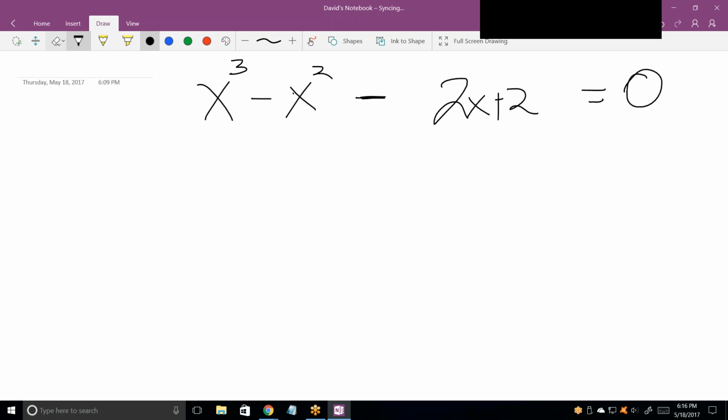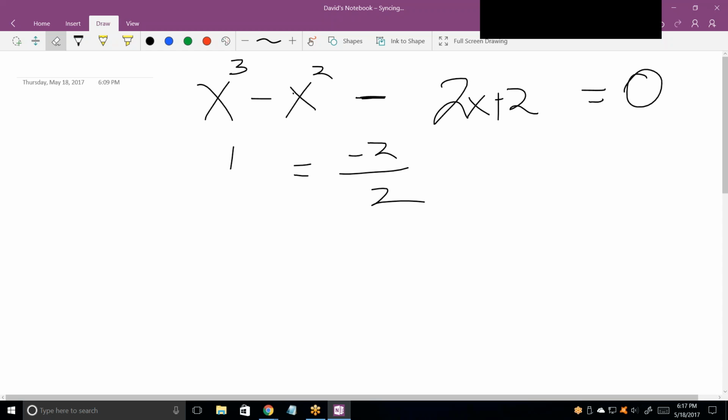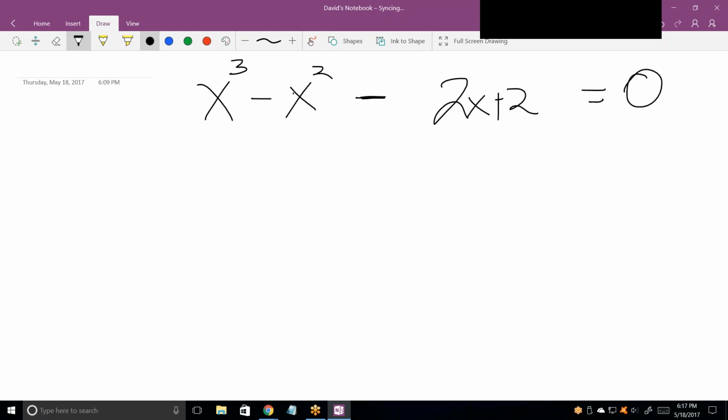Okay? Now notice that the ratio of the coefficients is still the same. That equals negative 2 over 2. So I can still use grouping. Here's the problem. I can put parentheses around that without changing anything.